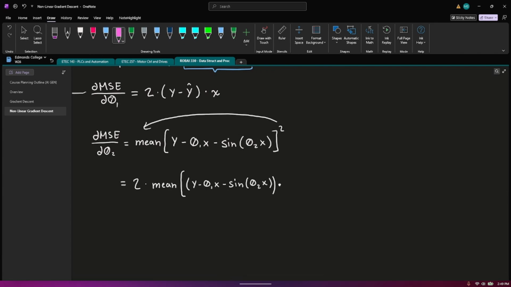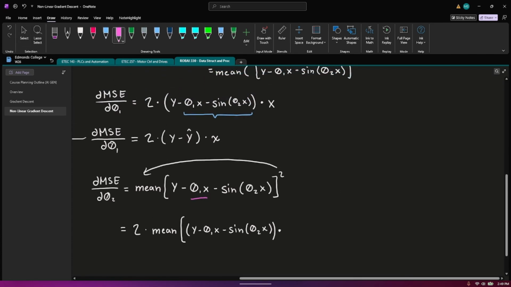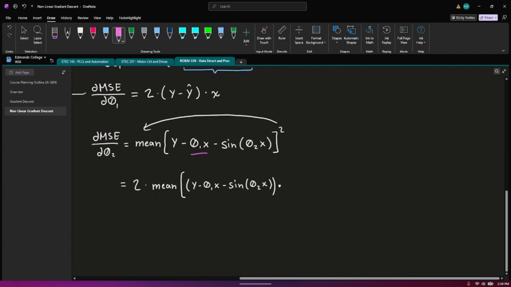Now here is where it gets a little funky again, right? Since we're taking the derivative with respect to theta 2, y is just a constant, so there's no y here. Previously, we had a theta 1 times x, but in this case, theta 1 is not what we're taking the derivative with respect to, it's theta 2. So this is actually just a constant as well and vanishes. So there's no x or theta 1 here. But this sine right here has a theta 2 inside of it.